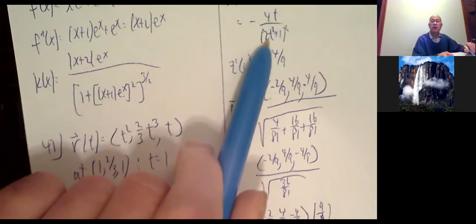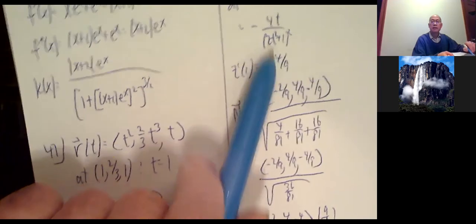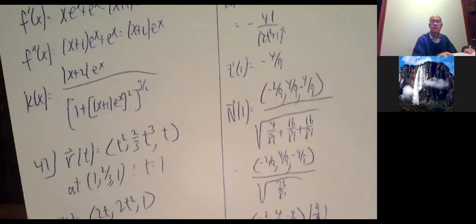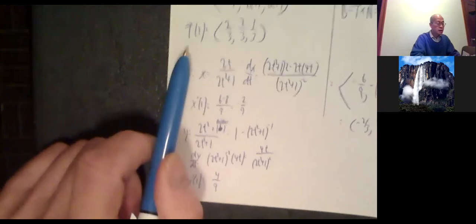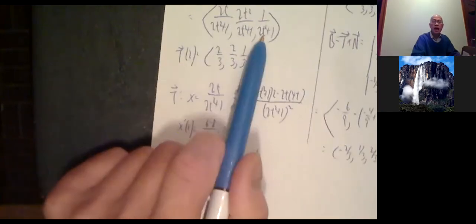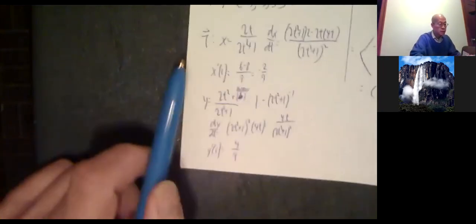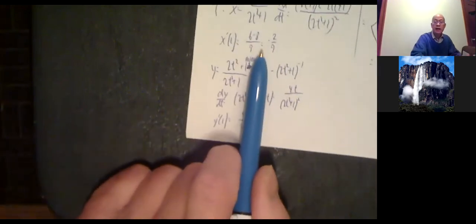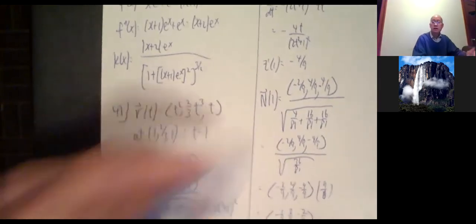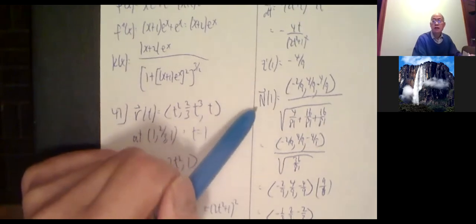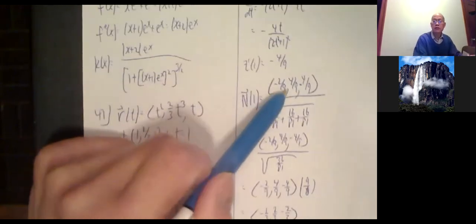Then once again, I plug in 1. Negative 4 over 9. Negative 4/9. Okay, so I took the derivative of this, now make it a unit vector. So what did I come up with? I had negative 2/9, 4/9, negative 4/9. So the normal vector at 1 is negative 2/9, 4/9, negative 4/9.